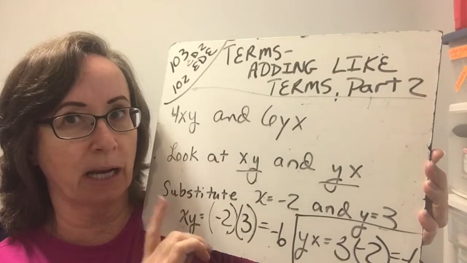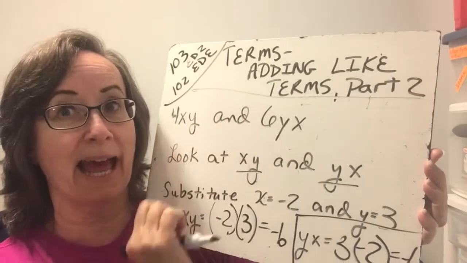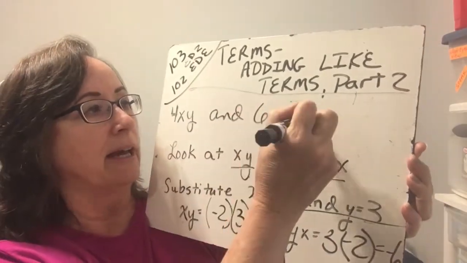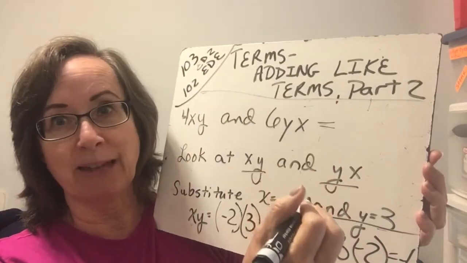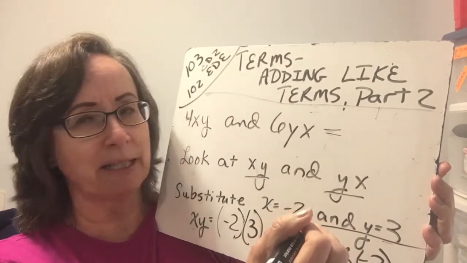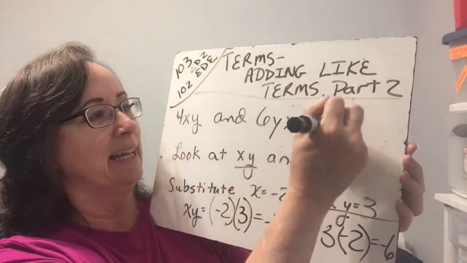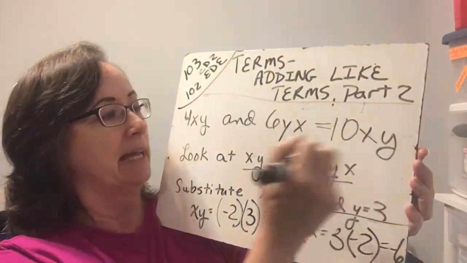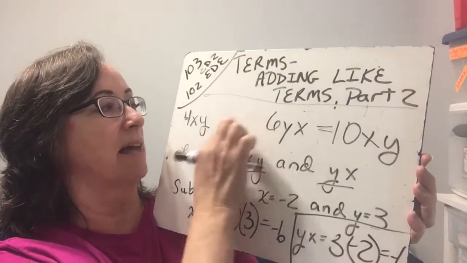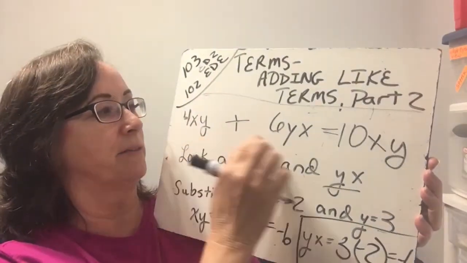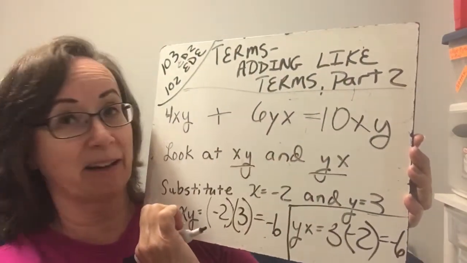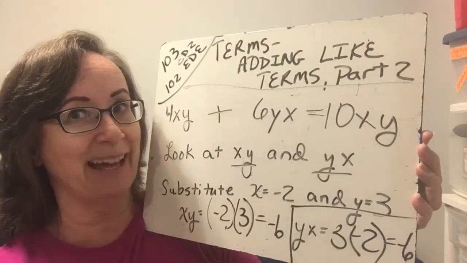and since they are the same like terms, then we can just add their coefficients together, and then we have to pick either XY or YX, but since XY is alphabetical, we'll just say 10XY is the sum of the two. Because they're like terms, we can just add them together.